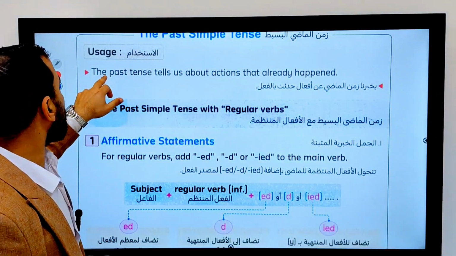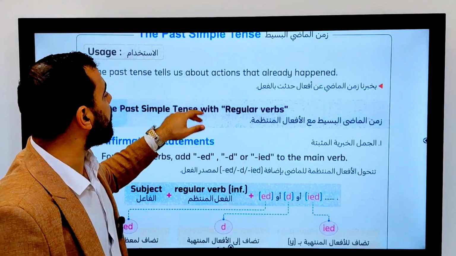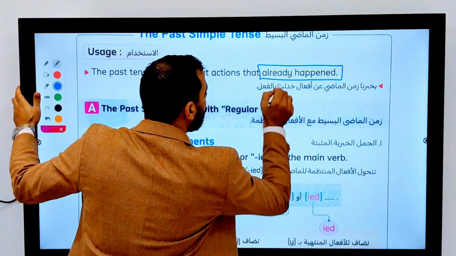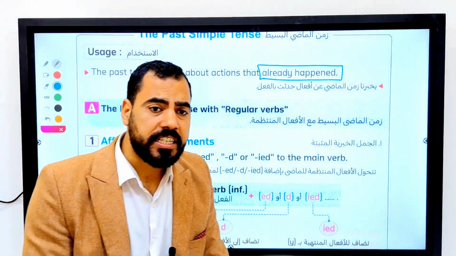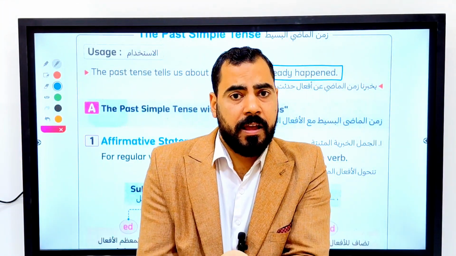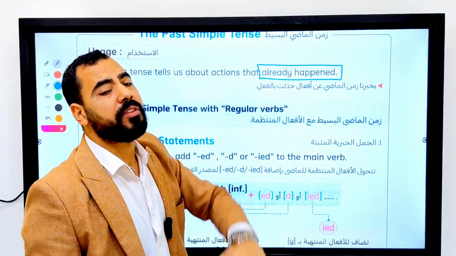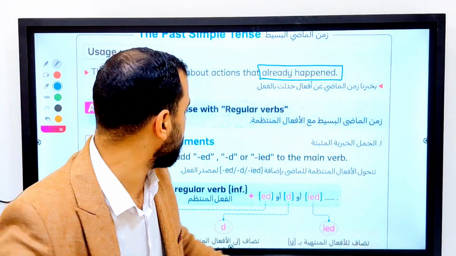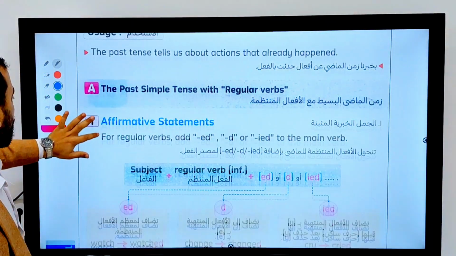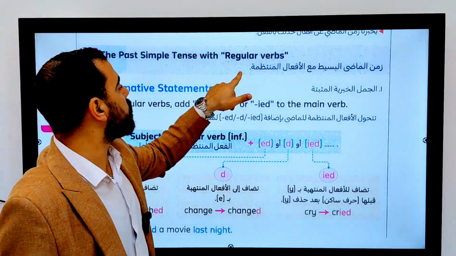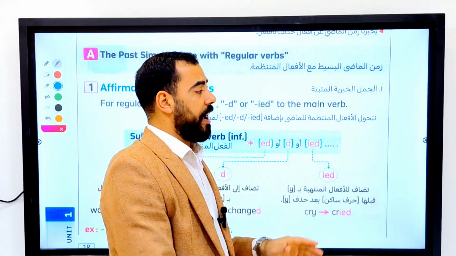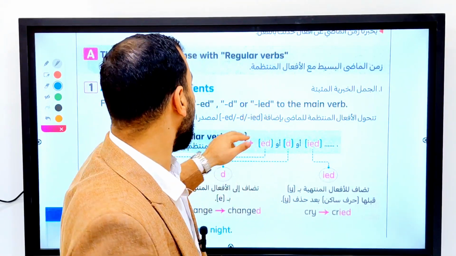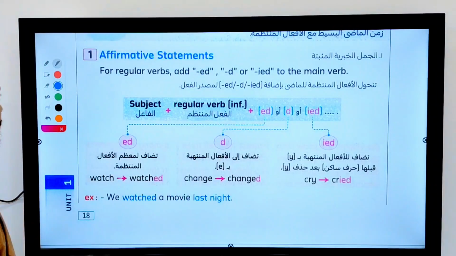Usage. The past simple tells us about actions that already happened. These actions started and finished in the past. So we use the past simple tense to talk about actions that already happened and finished. The past simple tense with regular verbs. We differentiated between regular and irregular verbs a couple of minutes ago, so let's talk about them again.